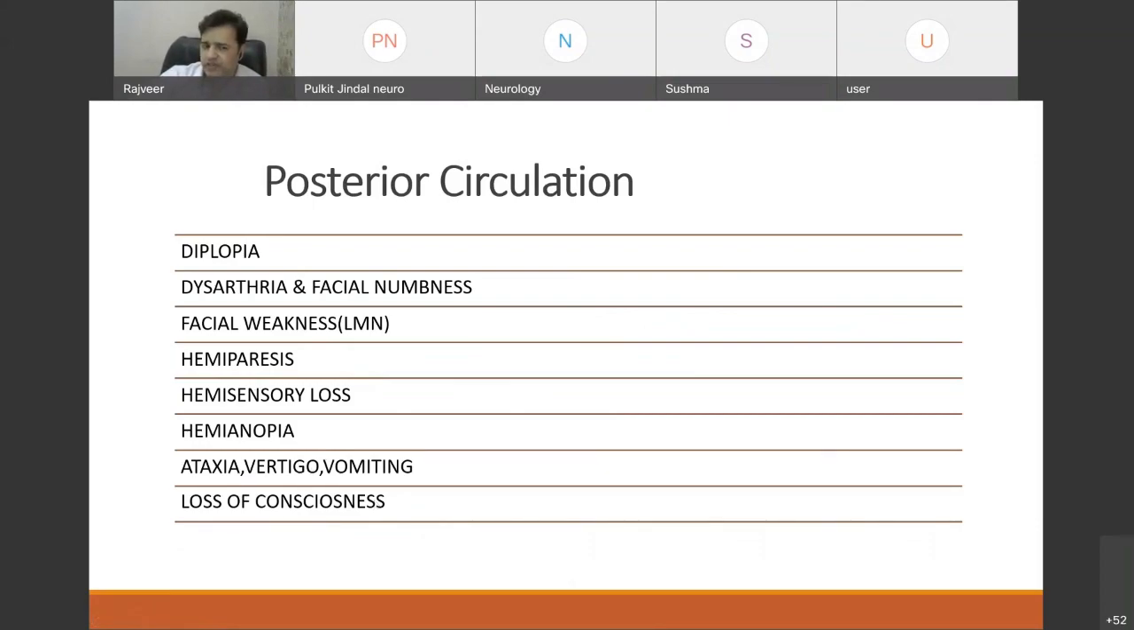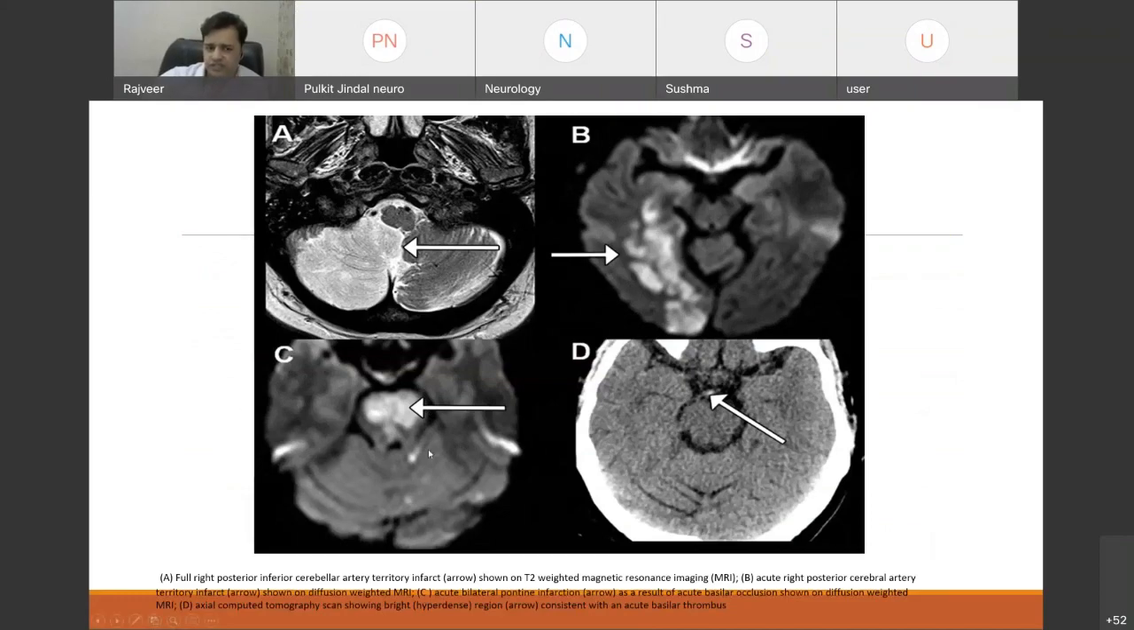I will not go into the detail of the various named syndromes in the posterior circulation, Weber, medial medullary, lateral medullary. I will give you a brief review. So these are four pictures of the posterior circulation. This is, you can see, a right-sided cerebellar infarction. This is an MRI image, showing T2 hyperintensity in one hemisphere of the cerebellum.